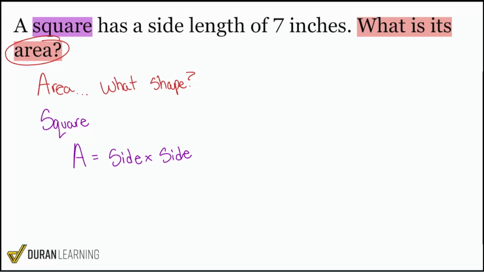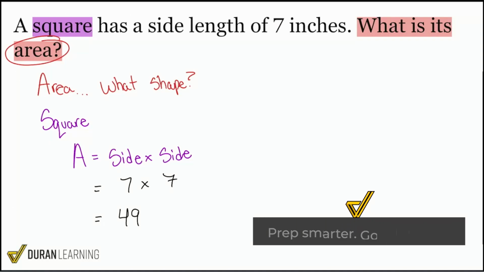We just plug it in and we're done. 7 times 7, that's going to give us 49. And we are good. There's our area.